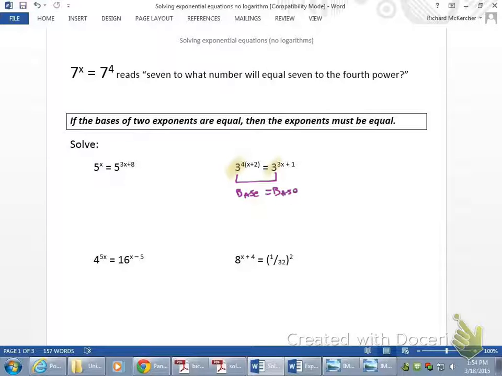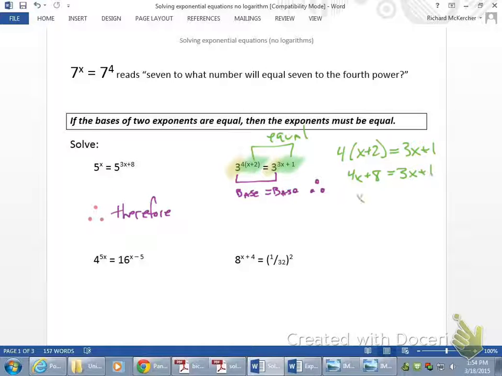Second example. I want you to notice that I have two bases that are the same, a 3 and a 3. Well, that means, a little side note, three dots means therefore. Anyways, if the two bases are the same, that means the exponents must be equal. So my equation is 4 times x plus 2 equals 3x plus 4. And from there, I just solve. And we get that x is negative 7. Again, we plug that in our calculator here and here and check to see if it's the same.